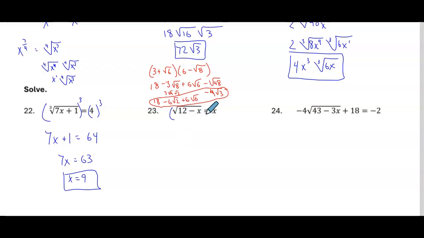I need to square this time, both sides. And the reason I'm squaring is because I had a square root, and so I need to cancel that. So I have 12 minus x equals x squared. Because I have an x squared, I'm going to need to factor, which means this side needs to equal 0. So I would add the x over and subtract the 12.